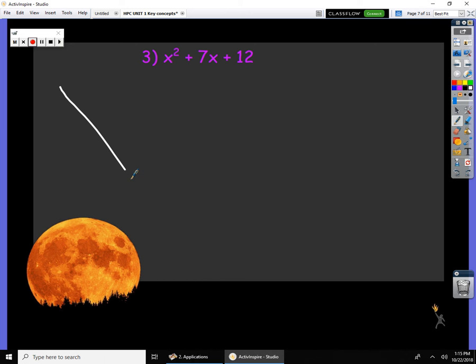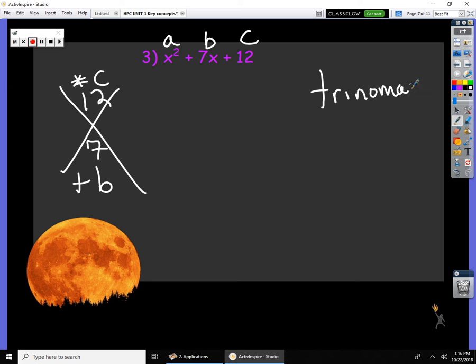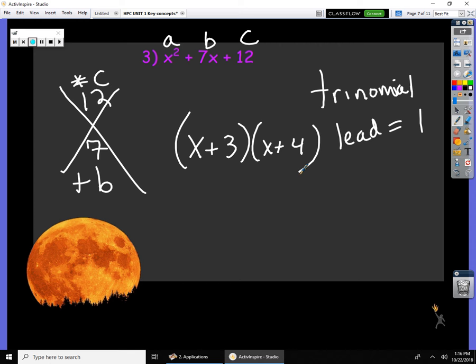Next style is the easy peasy lemon squeezy one. It has to multiply to C and add to B. Remember A, B, C. So it needs to multiply to 12 and add up to 7. Two numbers that multiply to 12 and add up to 7 are 3 and 4, and I'm happy. Sorry, I forgot to say, this is a trinomial with lead equal to 1. So x plus 3, x plus 4, I am done. I don't have to do any extra work because my lead coefficient is 1. So that is the easiest. Two more styles and we will move on.